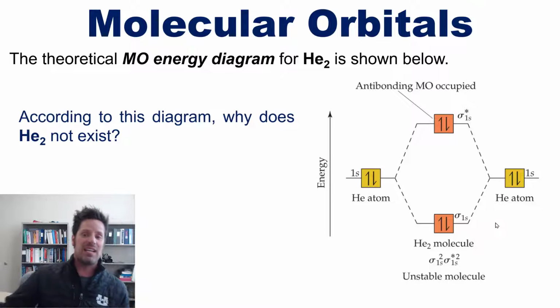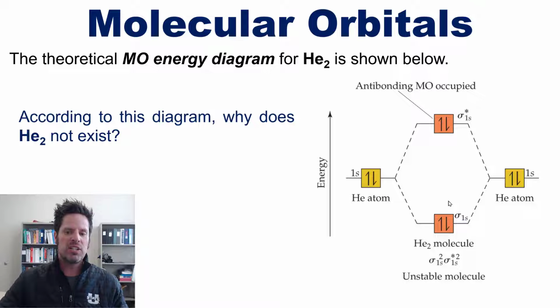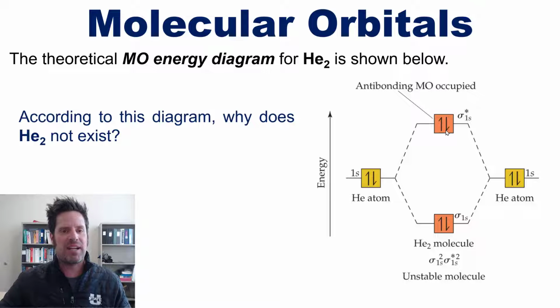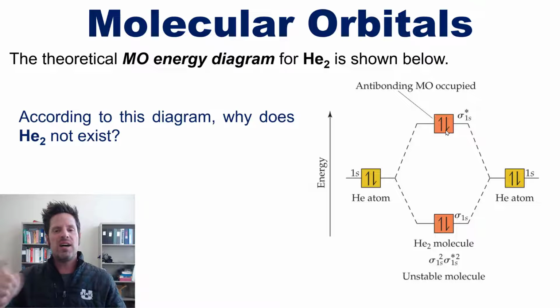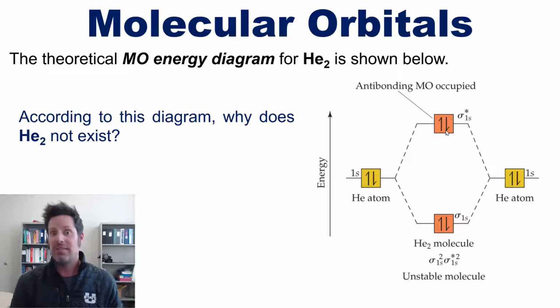Yeah, you can see it's because the total number of electrons in the anti-bonding orbital is equal to the number of electrons in the bonding orbital. When that occurs, the stabilizing effect of the bonding electrons gets canceled out by the destabilizing effect of the anti-bonding electrons. Thus, such a molecule should not exist on paper, and in fact does not exist in real life.